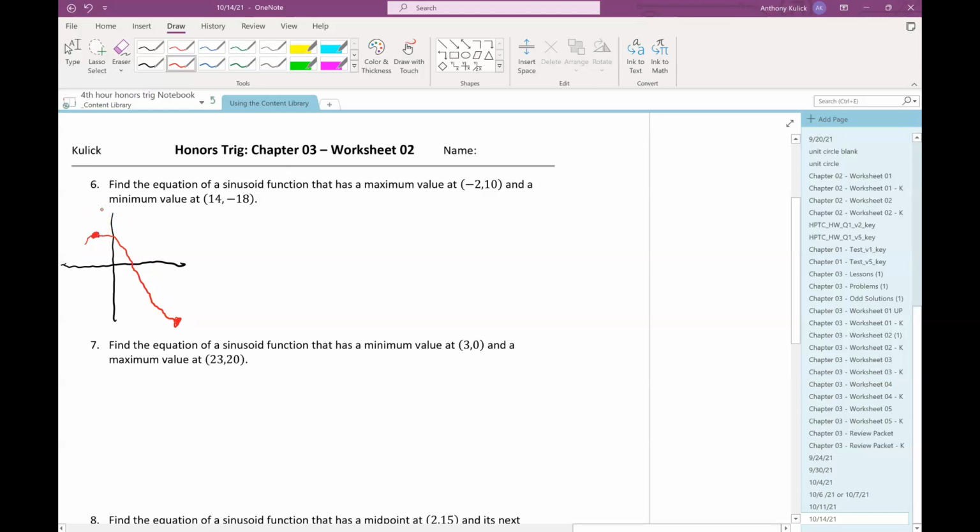Okay with that? And usually what I like to do before going much further is extend this so I can see one full period. So I'm just going to draw a little dashed line to extend that so I have a full period.